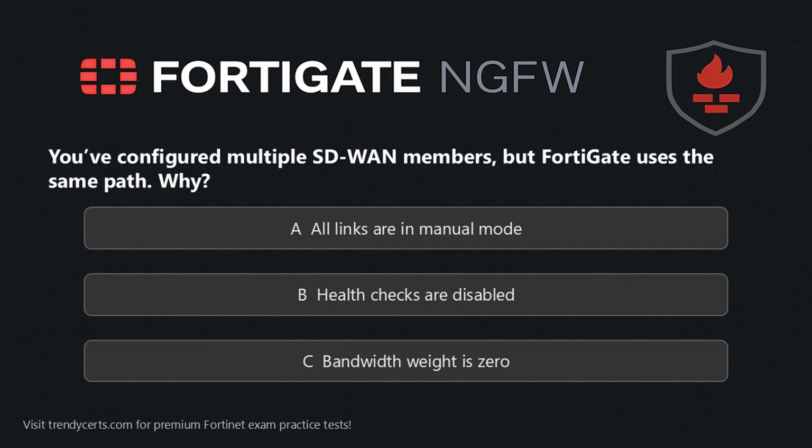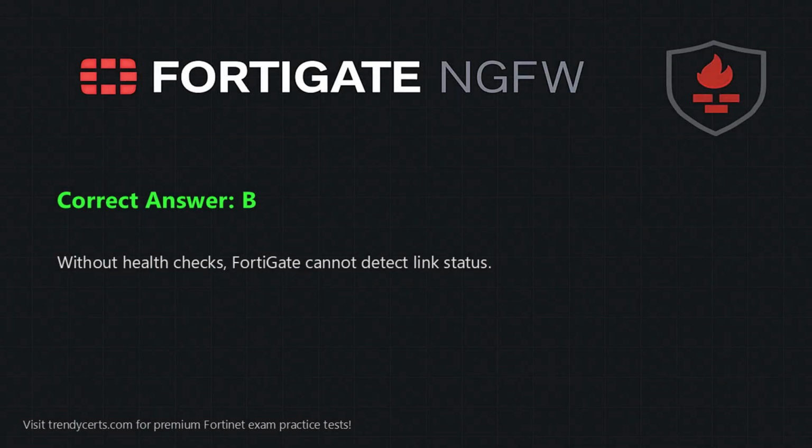Option A, all links are in manual mode. Option B, health checks are disabled. Option C, bandwidth weight is 0. The correct answer is option B, health checks are disabled. When health checks aren't configured, FortiGate assumes all SD-WAN members are functioning and sticks to the default route. Dynamic path selection depends on these checks.